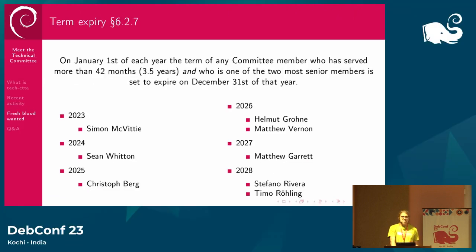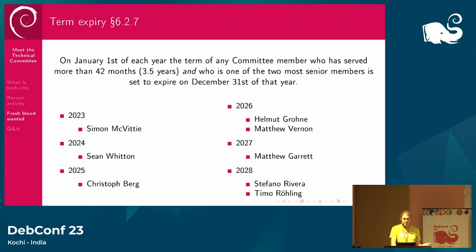The committee member, as I mentioned, has a term limit for the membership. So it's a somewhat complicated rule that was built to phase out the old team members when we started the rolling membership. But on the beginning of each year, anyone who served more than 3.5 years is set to expire that year. And so this is the current expected retirement of all the committee members.